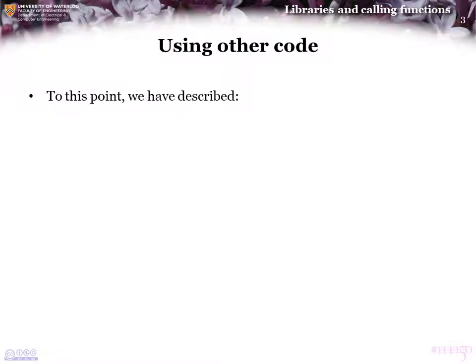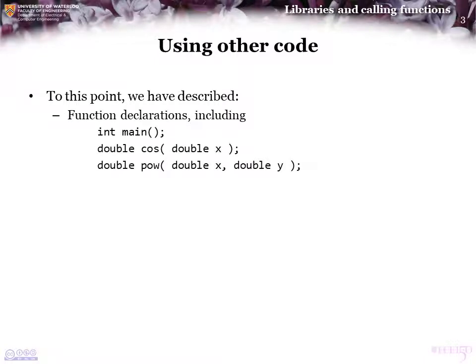Okay, to this point, we have described the concept of a function declaration, and we've seen int main, but we've also seen declarations for functions such as the cosine and power function. The function declaration simply tells you the number of arguments that are required to call that function and their types, as well as, to the left of the identifier giving the name of the function, the type that is returned.